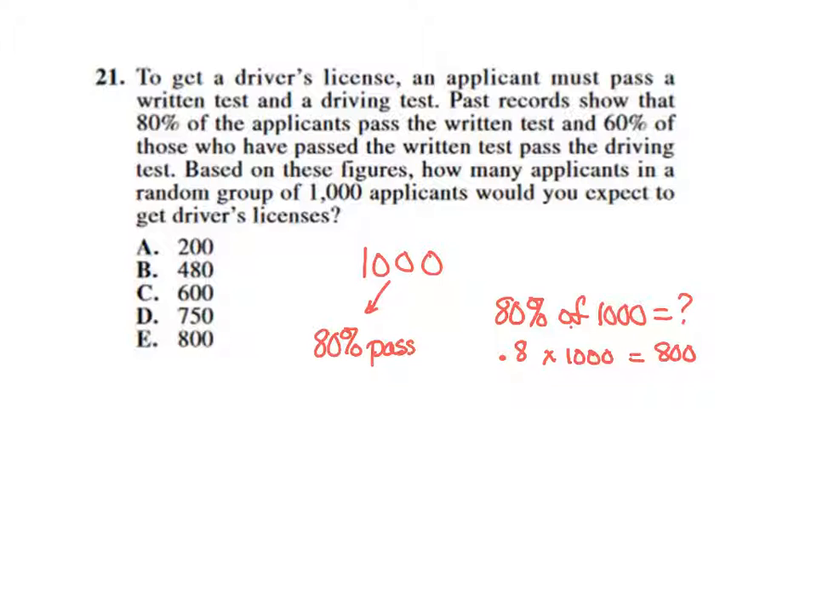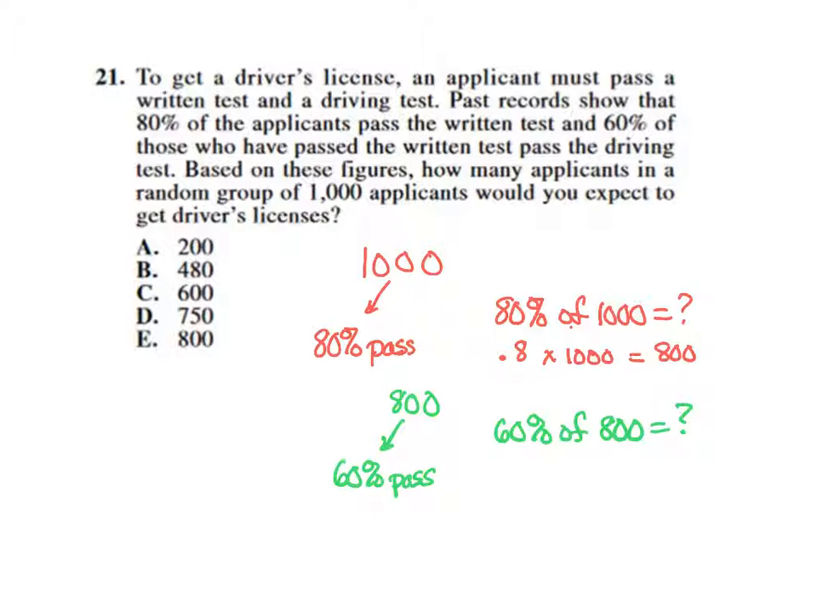And then it says of those 800, 60% of them pass the driving test. So of those 800, 60% of those people will pass. And then they want to know what amount is this 60%. So I'm going to say 60% of 800. And that's what they want me to find.